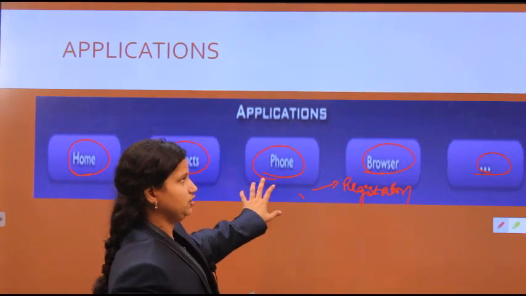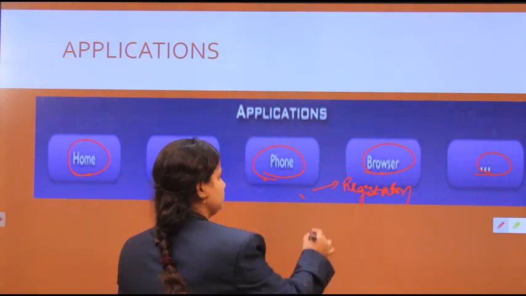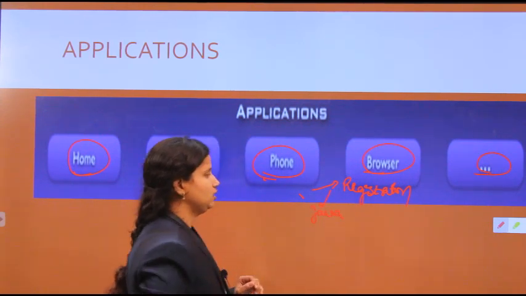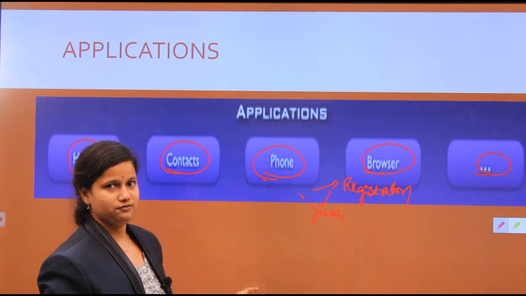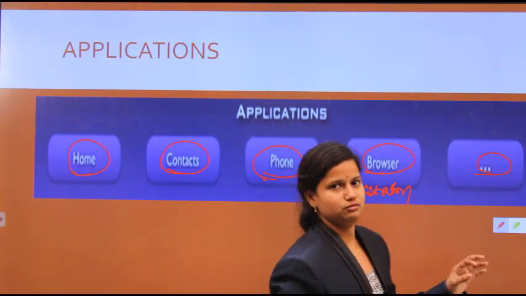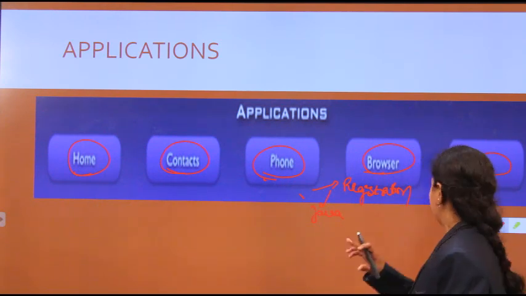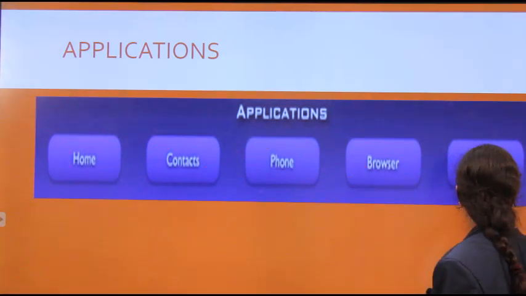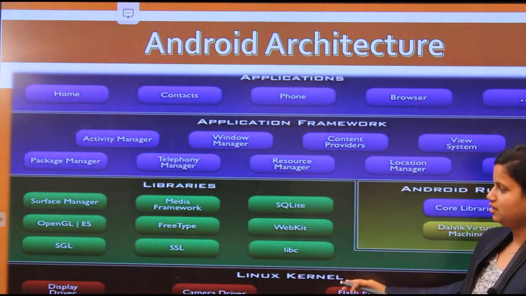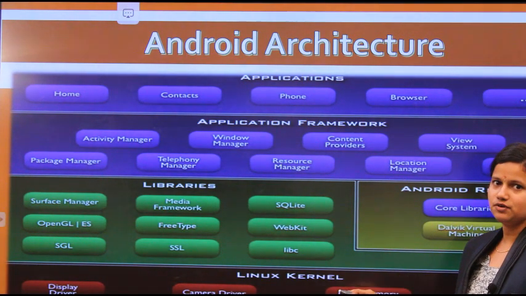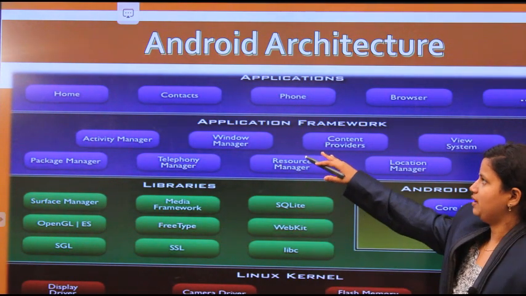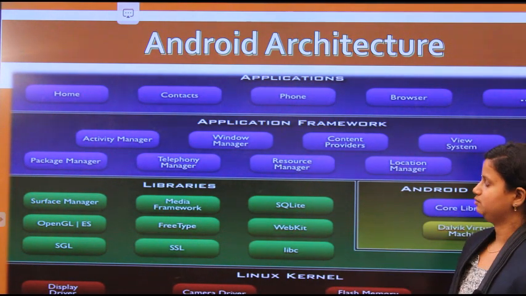So this layer is also having a blue color. That means we have to write a code as Java. So these are the 4 different layers in the architecture of Android that will help us to develop an application. So let us see the architecture of Android. These are the 4 different parts of the architecture of Android: Linux kernel, libraries, application framework, applications.